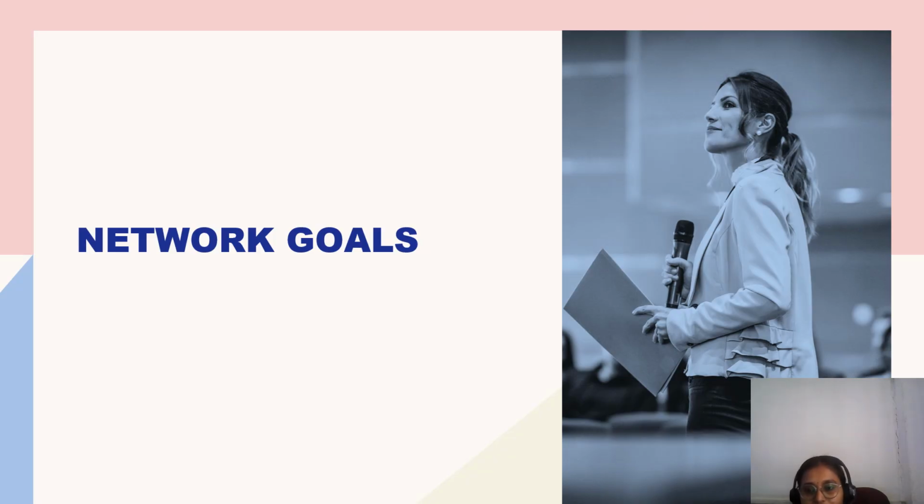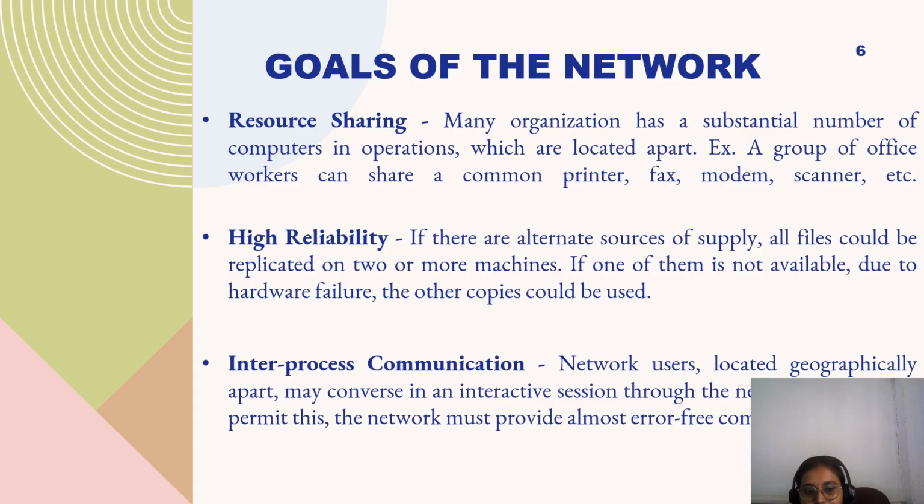And next we can discuss the network goals. In the network goals, first we are studying resource sharing. We have different types of resources. Mainly, an organization has a substantial number of computers in operation, located apart, and we share the resources from one person to another. For example, a group of office workers can share a common printer, fax, modem, scanner, etc. These are examples of resource sharing.